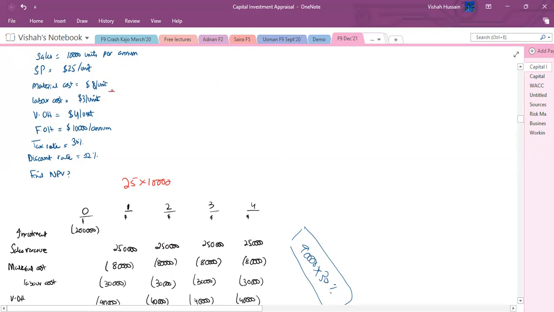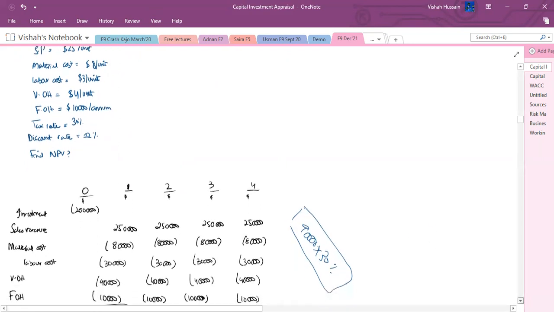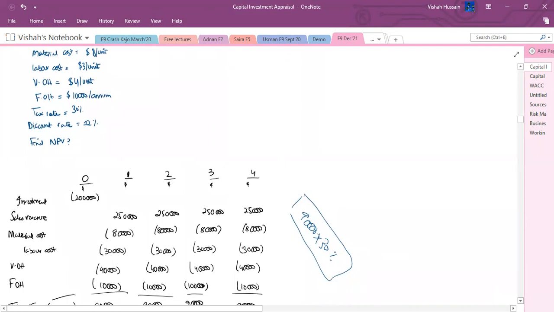Material cost is $8 per unit and you're selling 10,000 units. So 8 into 10,000 becomes 80,000. But this is an outflow because that is a cost for you, right? So you're going to pay for it. You're going to pay for these expenses, which is why cash outflow of $80,000. Labor cost is $3 per unit into 10,000 units. So that is going to be 30,000 cash outflow. $4 per unit into 10,000 units becomes $40,000 cash outflow. Then fixed overheads are in total always. So $10,000 is going to be another cash outflow.